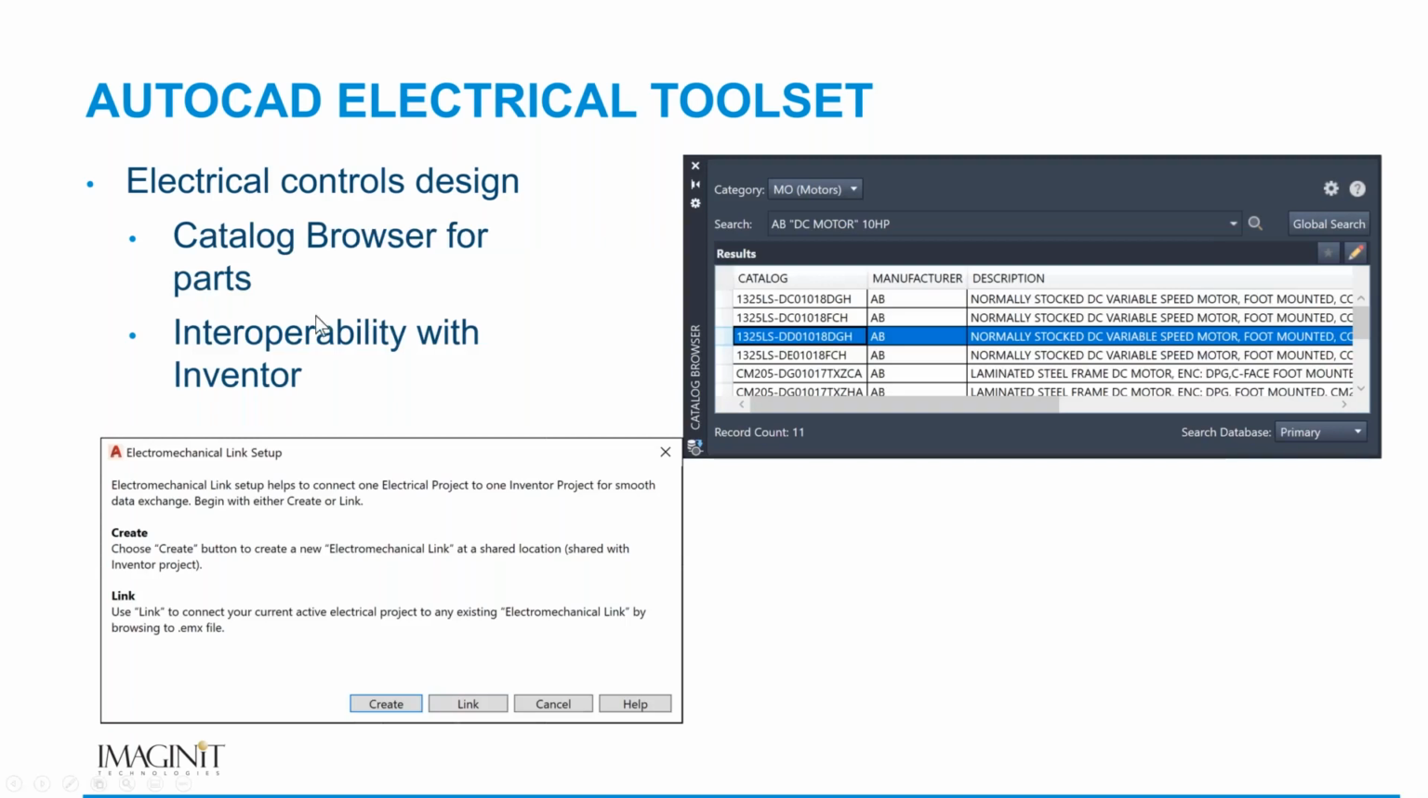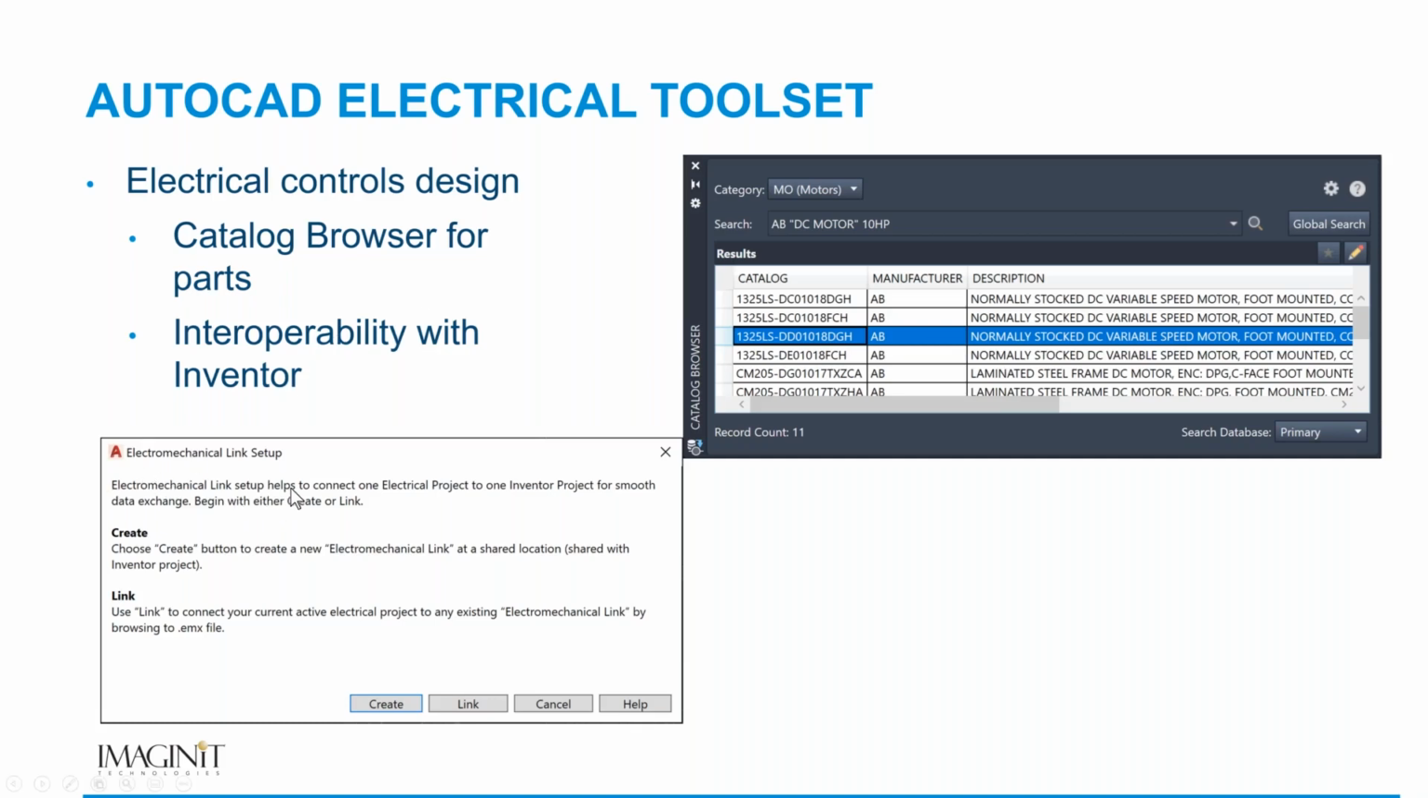Catalog browser. So for example, if I go to our catalog browser here, I'm in motors, I'm looking up an Allen Bradley DC motor 10 horsepower, and you're going to see I actually have catalog numbers directly from the Allen Bradley catalog that I can click and insert into my drawing, and that will actually put in that exact model of the Allen Bradley DC motor.